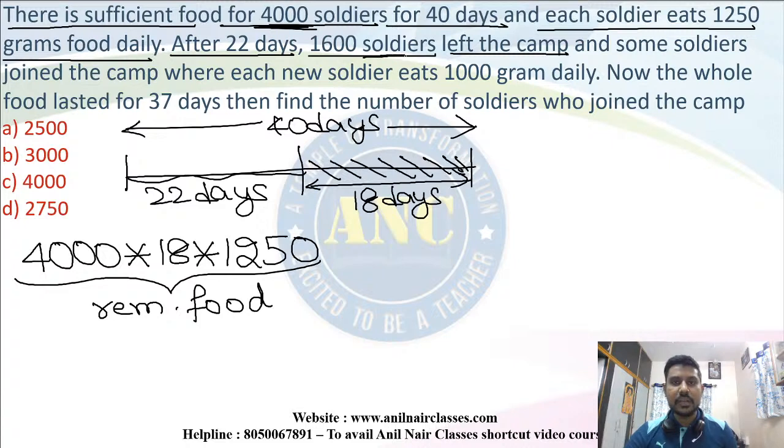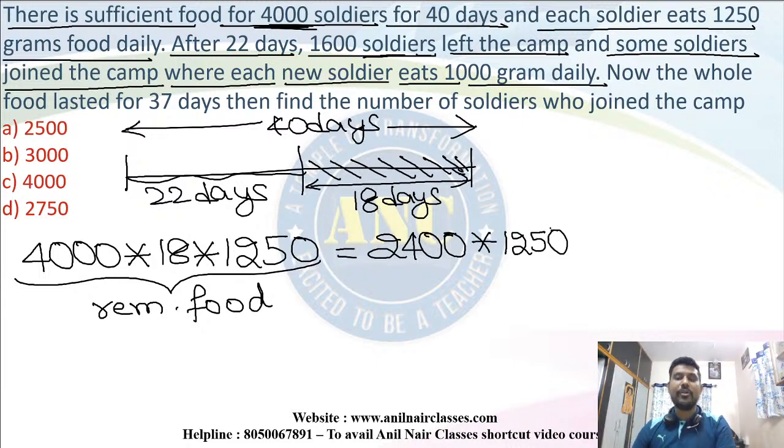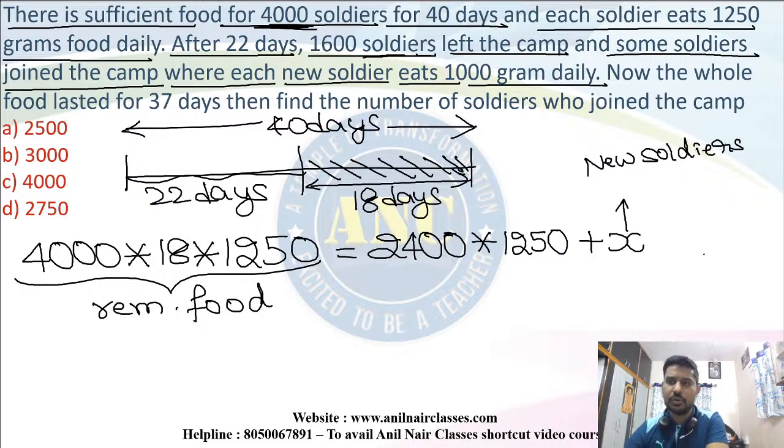That is what we are discussing right now. And 1600 soldiers left. Out of 4000, 1600 left. So remaining is 2400. So 2400 remaining soldiers continue to eat. And the question says, some new soldiers also joined the camp, where each new soldier eats 1000 gram daily. So whatever the 2400 old soldiers were there, they are still eating 1250 grams only. They are not compromising. They wanted to eat 1250, they are still continuing to eat 1250. But with this 2400, there are some X number of new soldiers who joined. We don't know how many new soldiers have joined actually. X number of new soldiers joined, and these X people will eat 1000 grams daily, right?